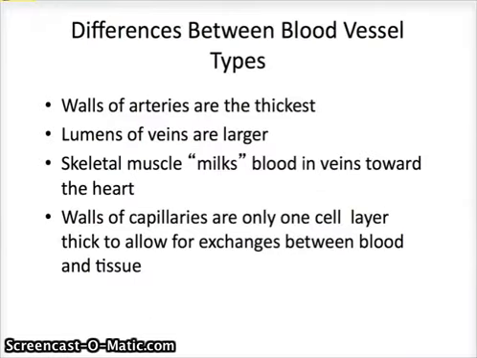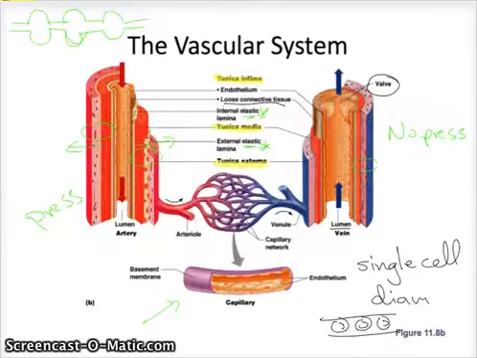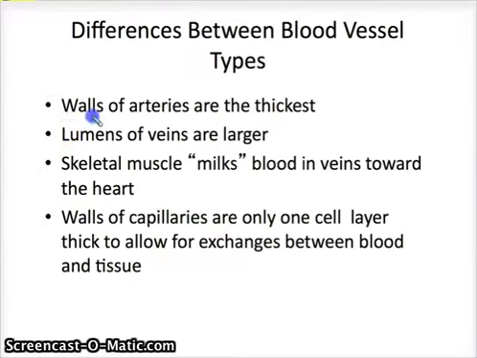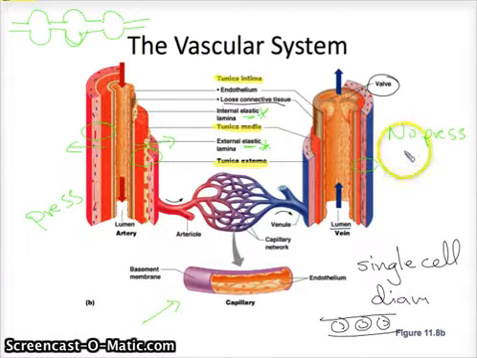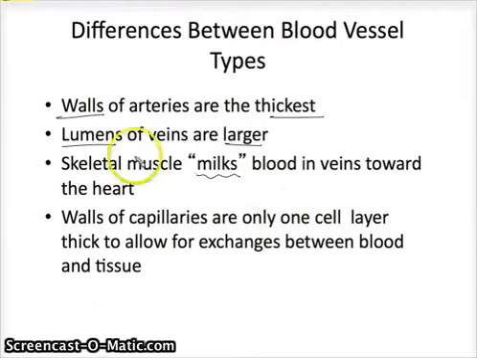Now the primary differences, we've already hit on some of them. The walls of our arteries are thicker. The lumen of the vein is larger. The other addition is because of the presence of this valve, we have what's known as milking that occurs within the veins. In other words, how blood gets returned to your heart, since there's no pressure in the veins, is because of skeletal muscle. The skeletal muscle in our bodies literally contracts and forces the blood to return to the heart.